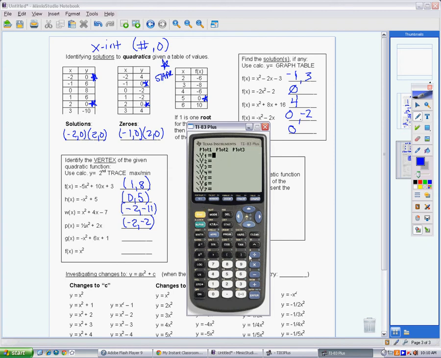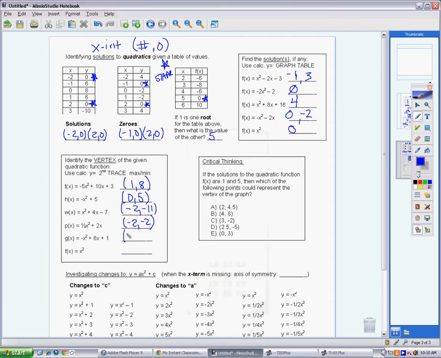Okay, G of x, I have -x squared. Being that it's negative, I can already tell it's going to be a maximum, plus 6x plus 1. So I'm going to go ahead and do second trace, and I'm going to do a maximum 4. And I'm going to get a little closer. So that's my left side. That's where I'm going to start my vertex. Search. Come over here to the right side. I'm going to end it there. And I get 3, 10. So 3, 10 is going to be my vertex here.